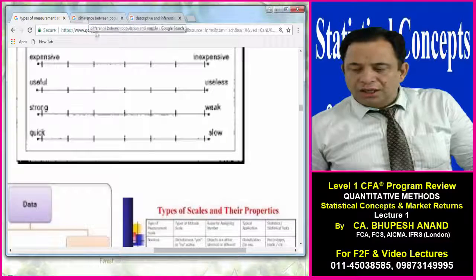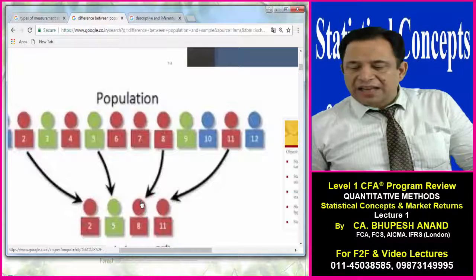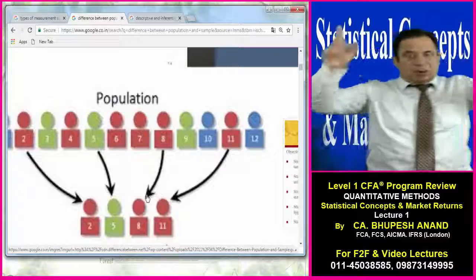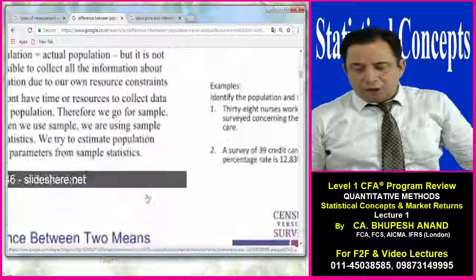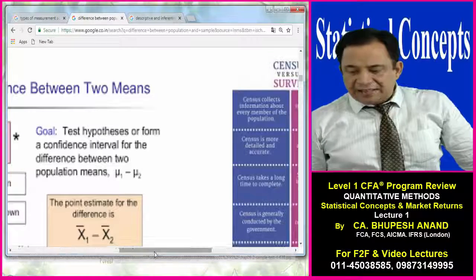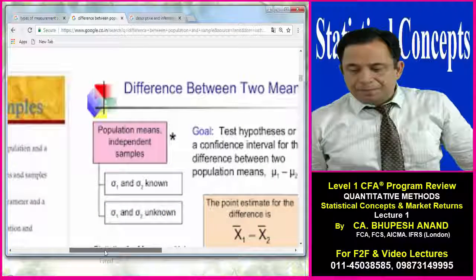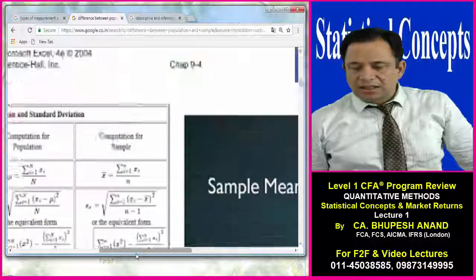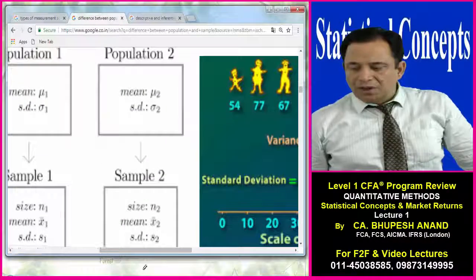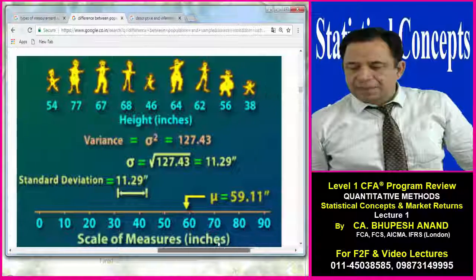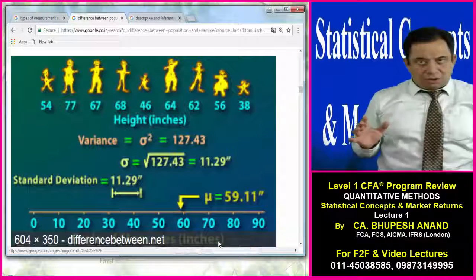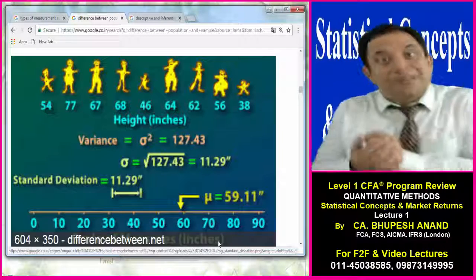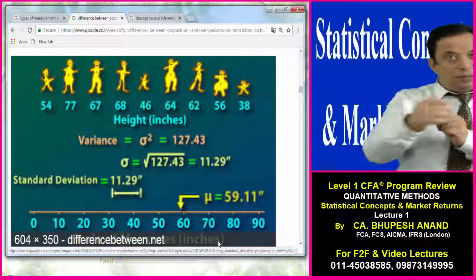The third point I have told you is population and sample. Population is big, then sample. When I say population, I am considering all the information, and when I say sample, it is a subset of that. So this is a population, and this is a sample. Hope you are getting the points. For population, whatever we calculate is named a parameter, which is covered in the next learning outcome B.